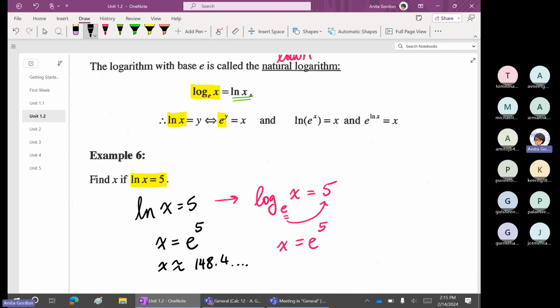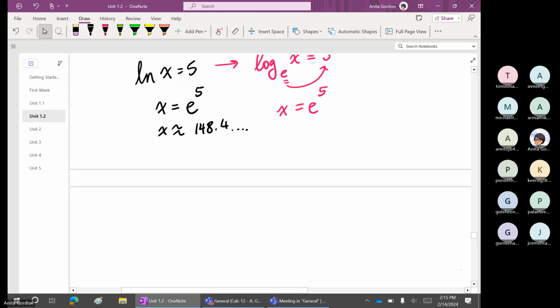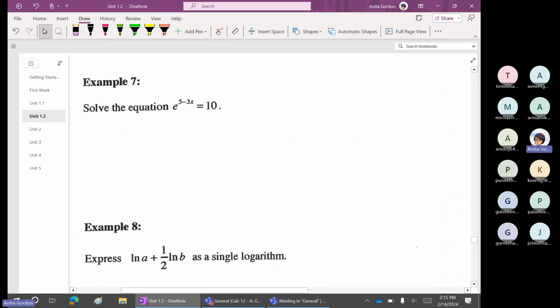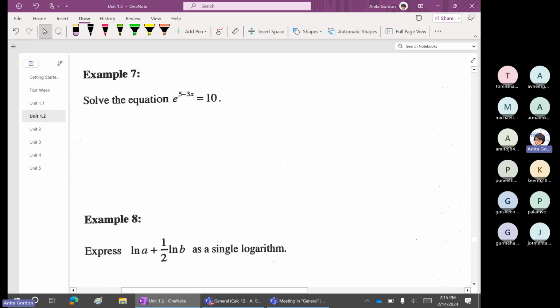e is not a rational number, so it's like pi, it goes on forever. If you need it in exact form, you leave it as e to the 5, just like pi. Okay, let's start solving that.